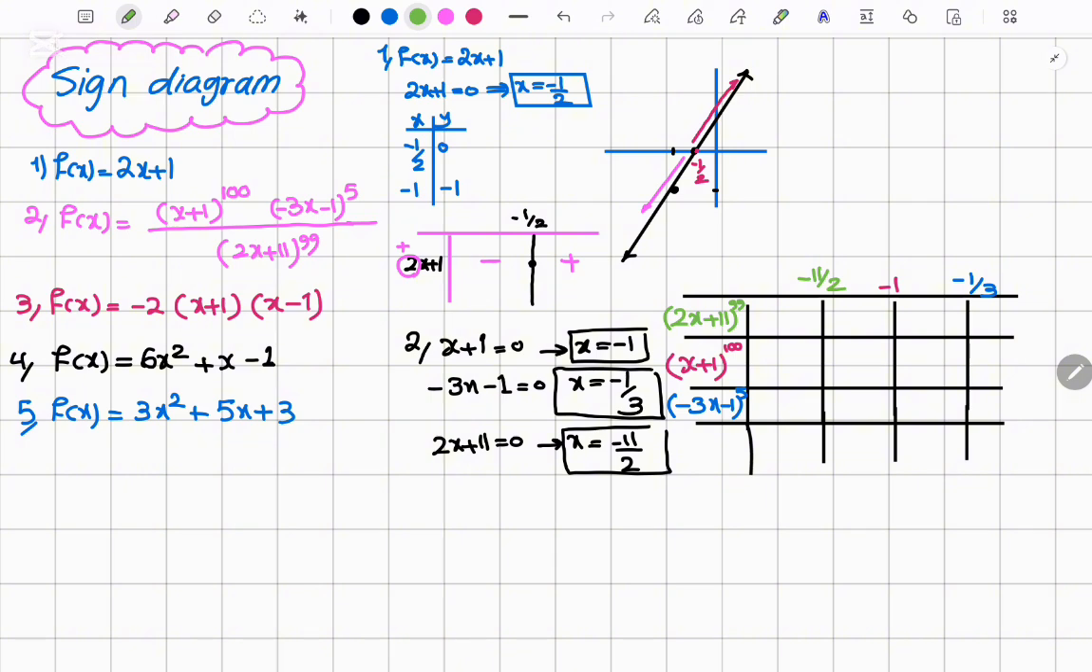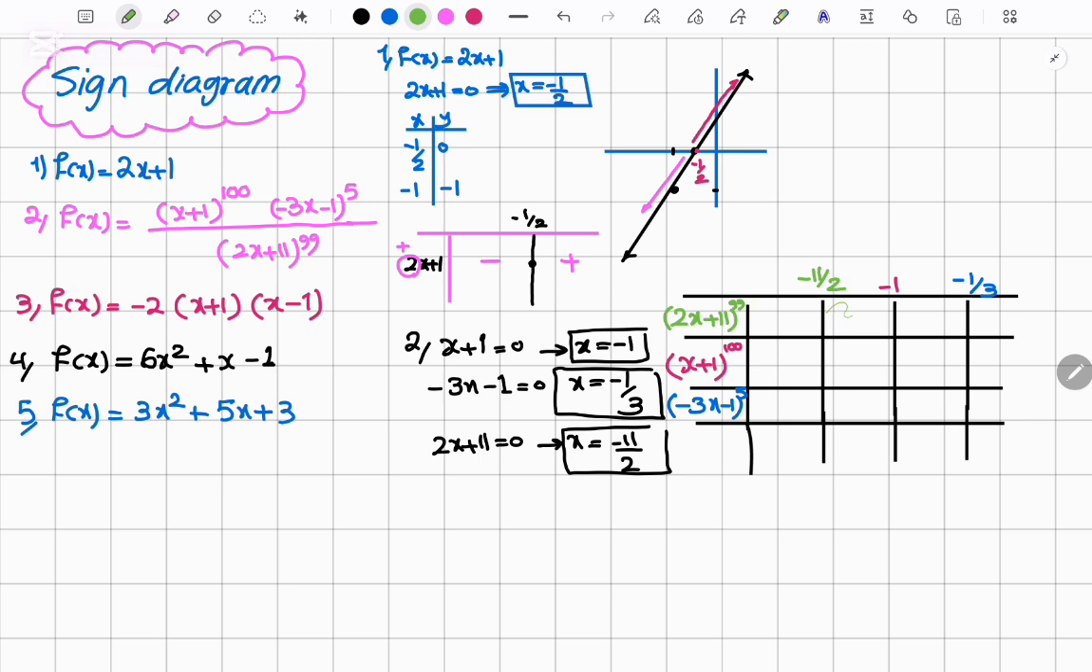So guys, as you see, I have listed the different parts of this function. And I have also the zeros sorted from the least, which is negative 11 over 2, to the most, which is negative 1 over 3. The order matters. And then I'm going to do it step by step with you.